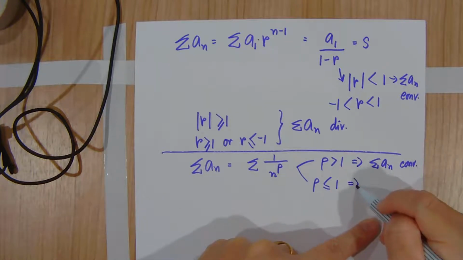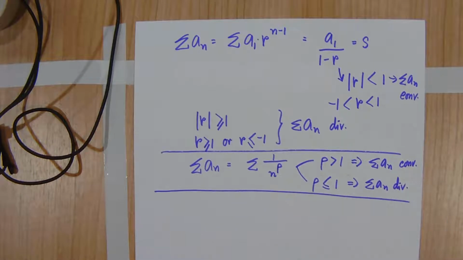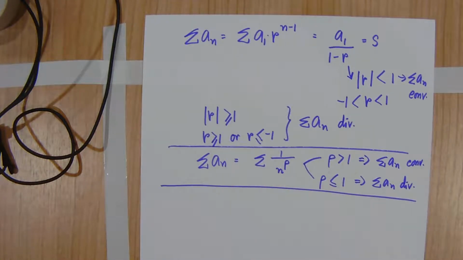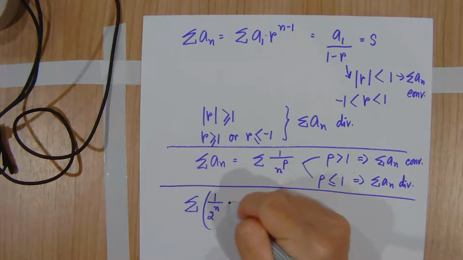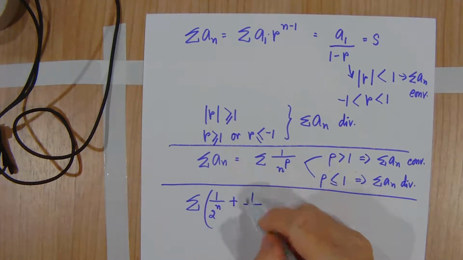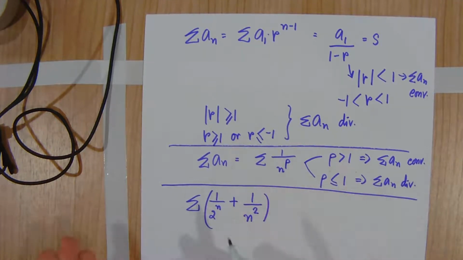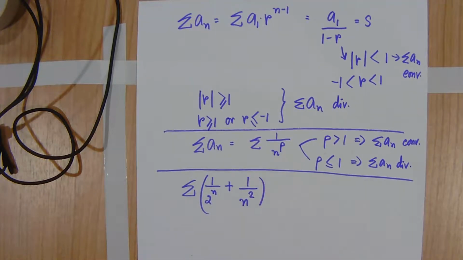Okay, and if P is less than or equal to 1, then the P series also diverges. So for example, if we have the sum of the geometric series, for example 1 over 2 to the n, and then plus 1 over n squared, this is the summation of the geometric series plus the P series.